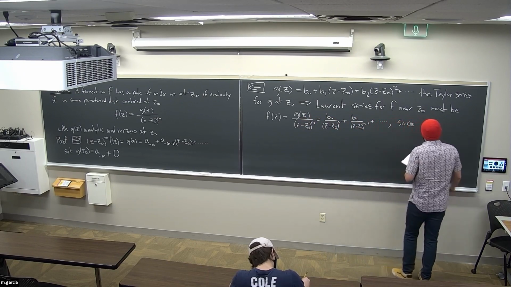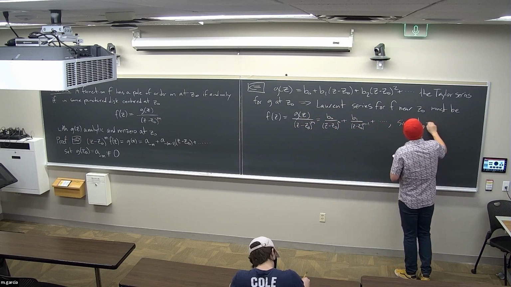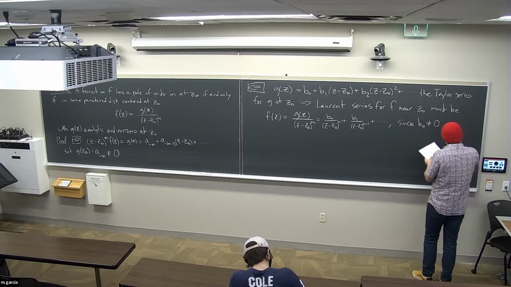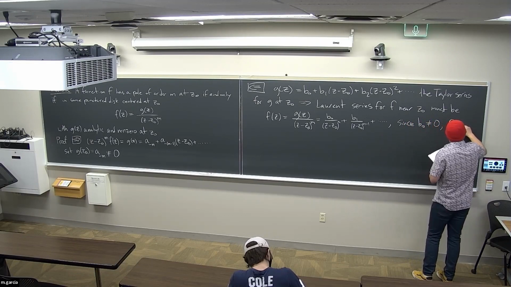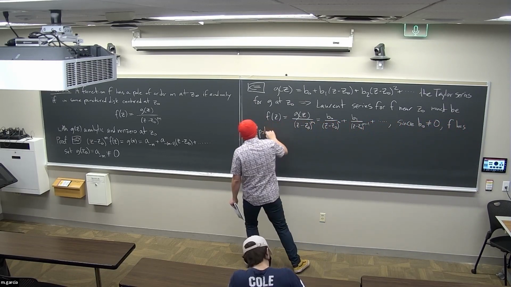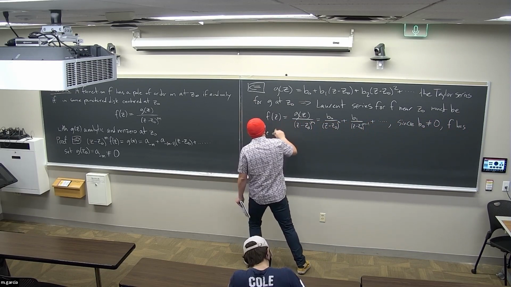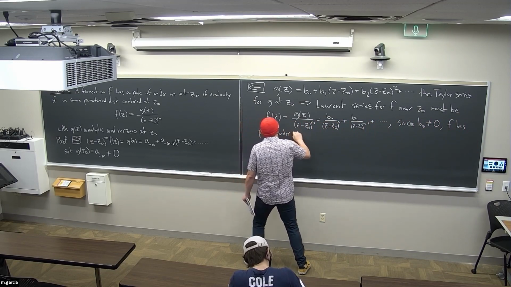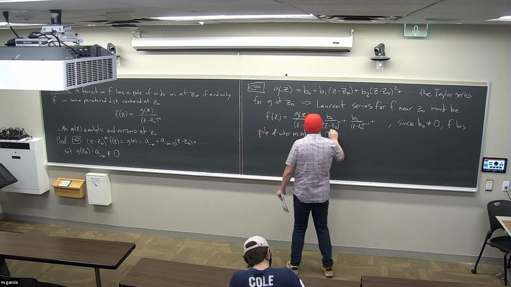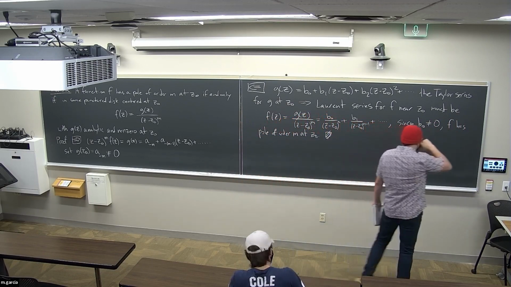So since b naught is not equal to 0, f has a pole of order m. How do I know that b naught is not equal to 0?